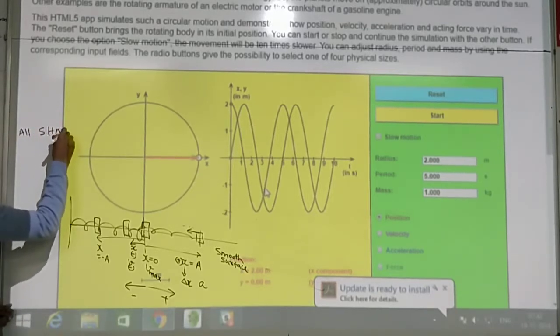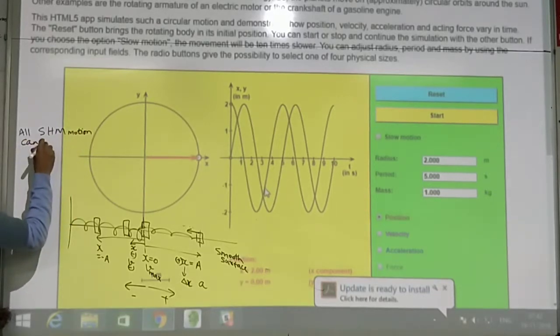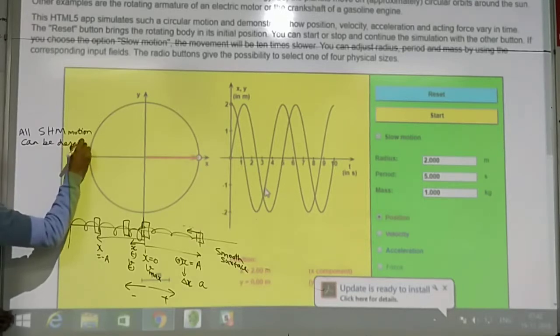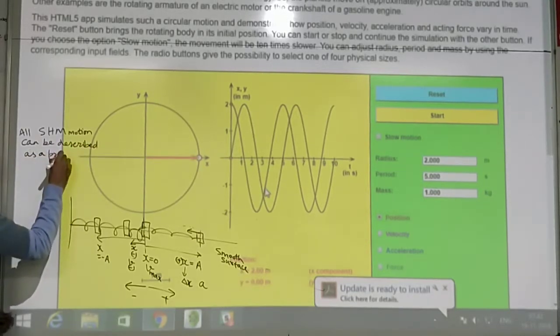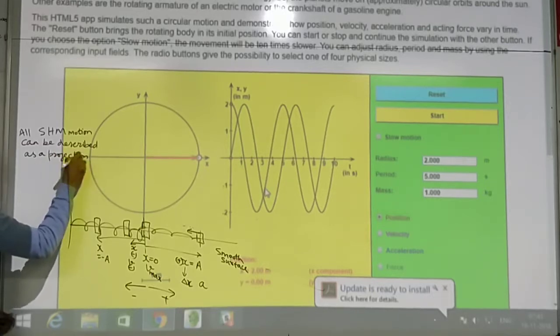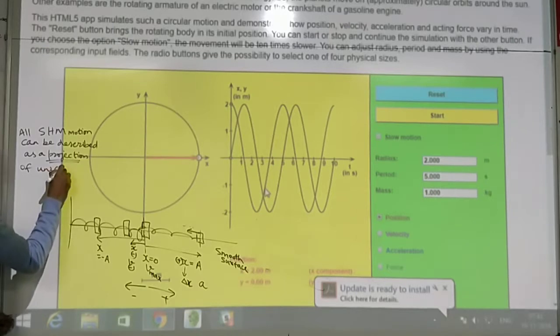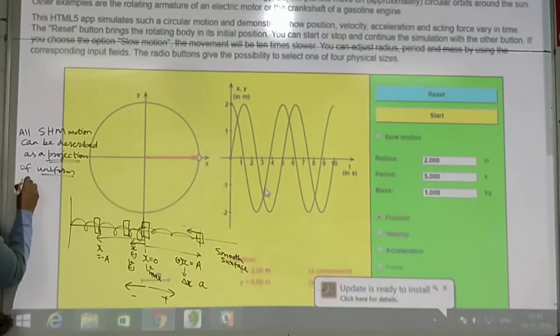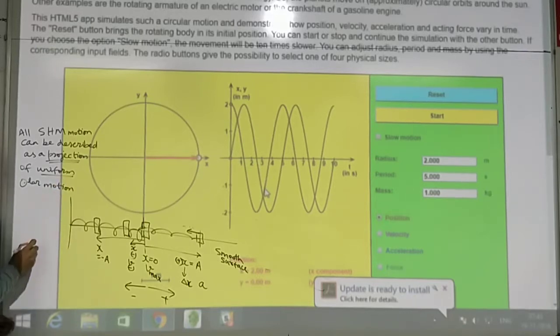All SHM motion can be described as a projection of uniform circular motion. So the key here is uniform circular motion.